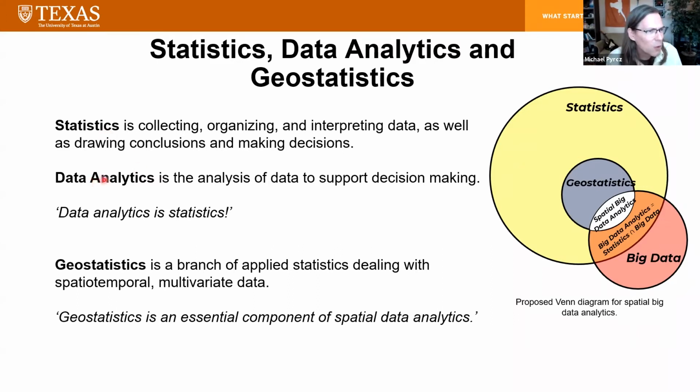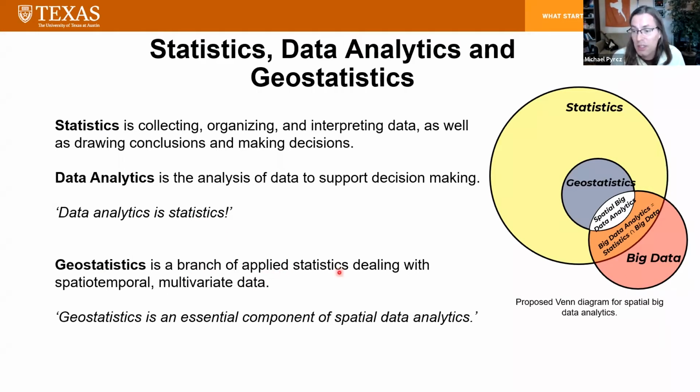Data analytics, if you Google search that, it's always something about analysis of data to support decision-making, maybe business data analytics, maybe big data analytics. Would you all agree with me that data analytics is statistics? Anybody want to disagree on that? We could have a debate. I really think they're the same. I think there's some rebranding going on.